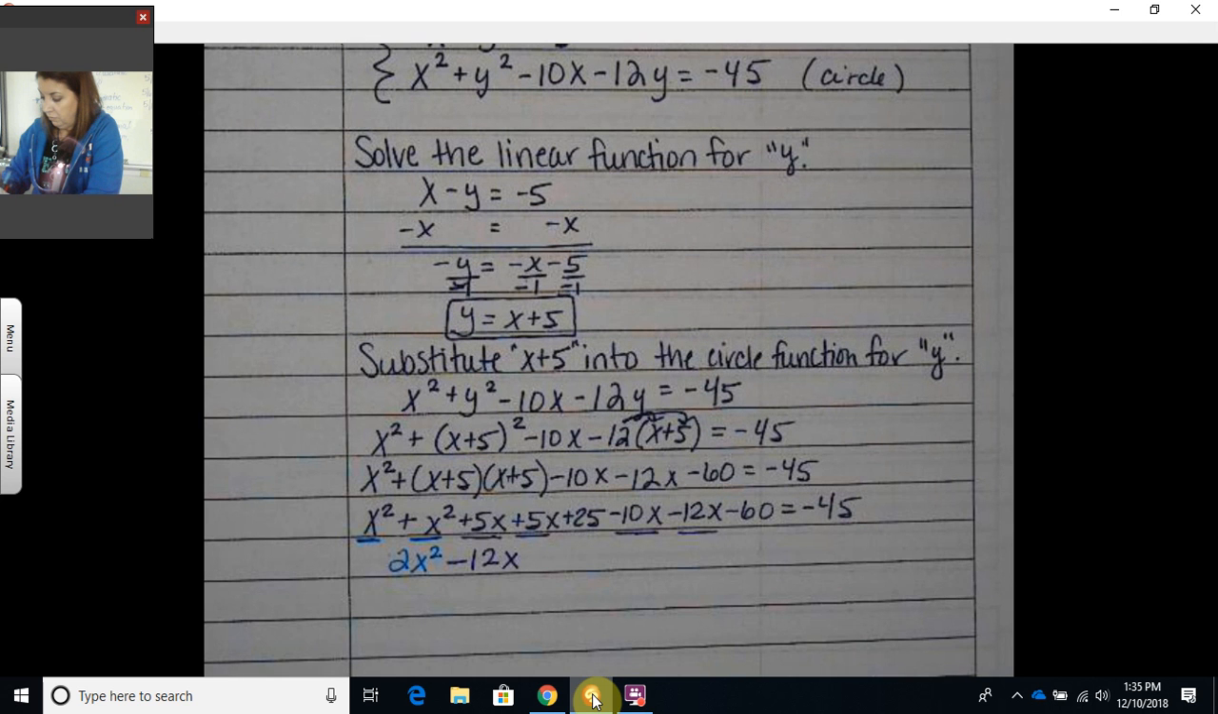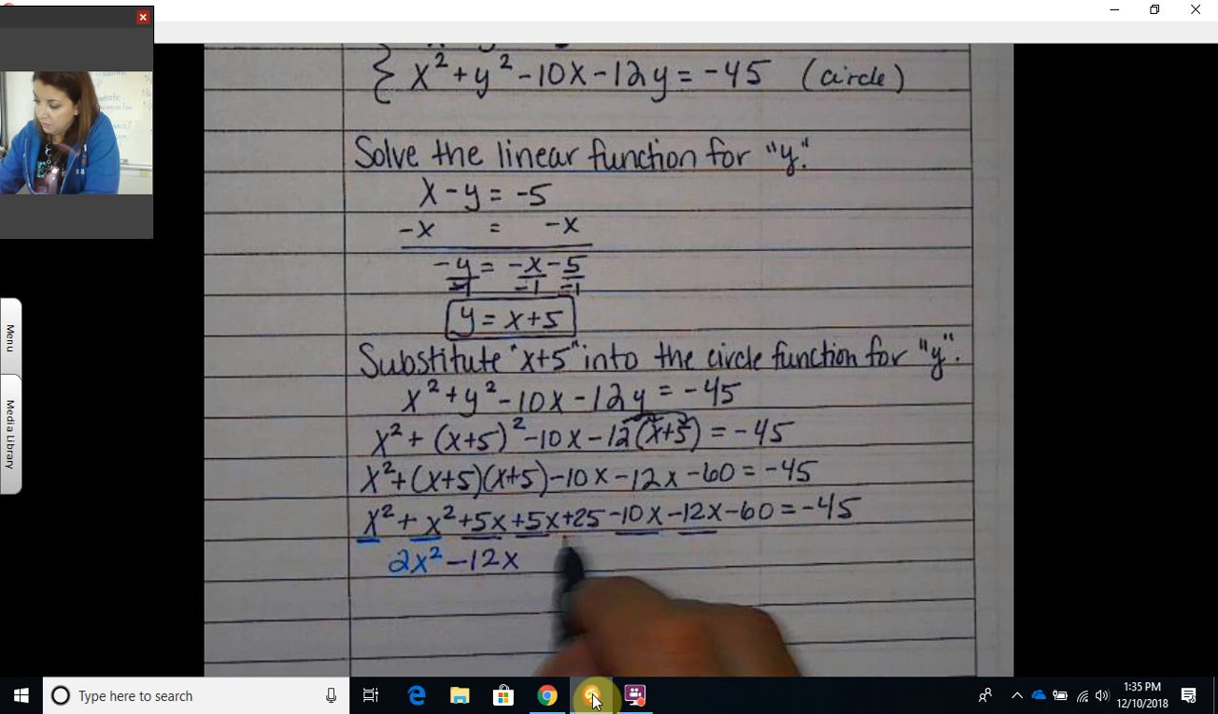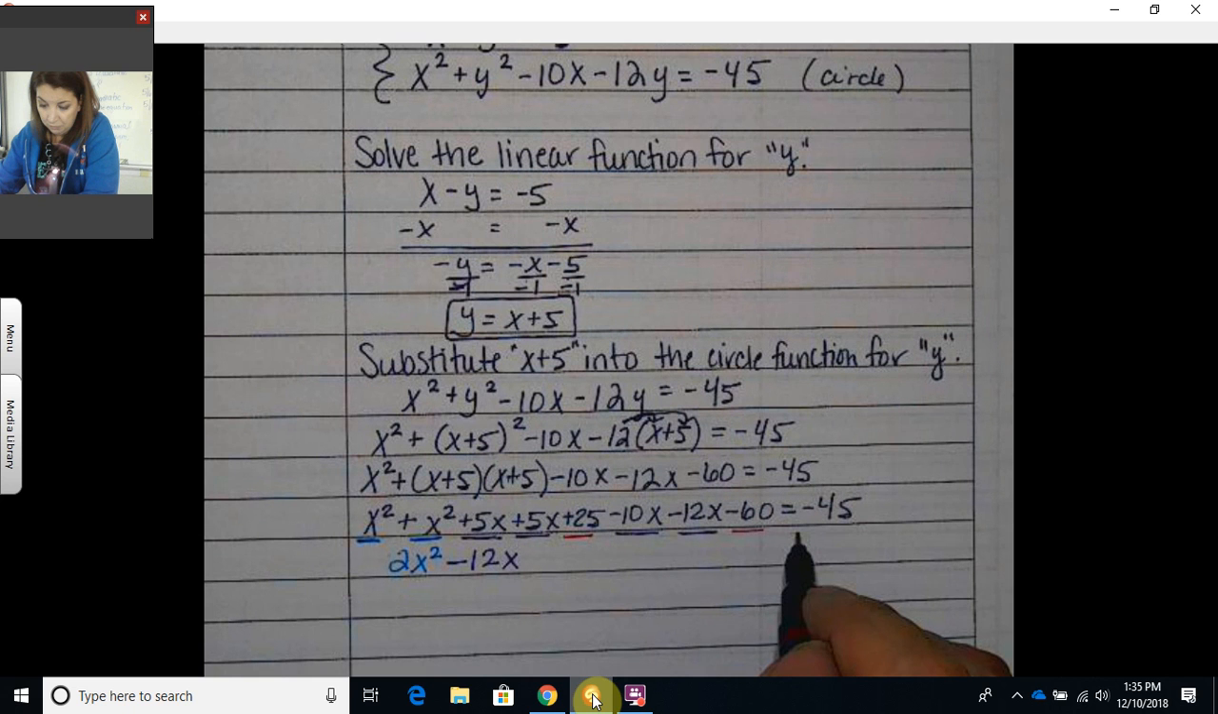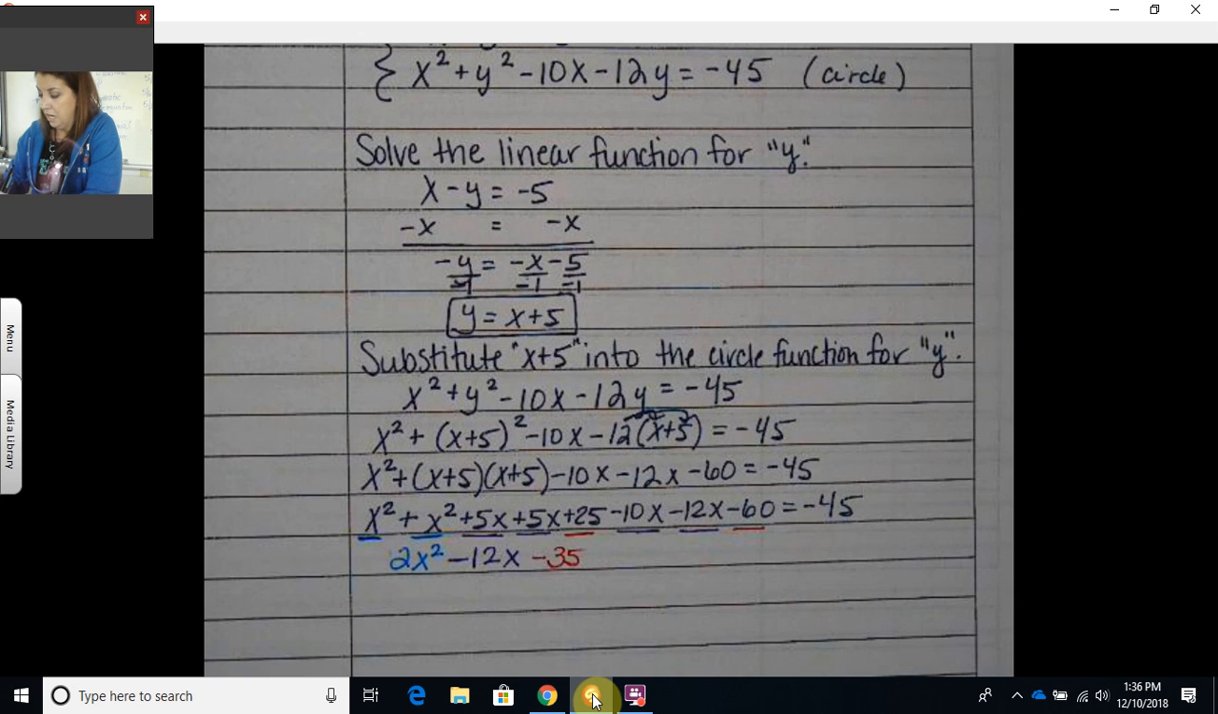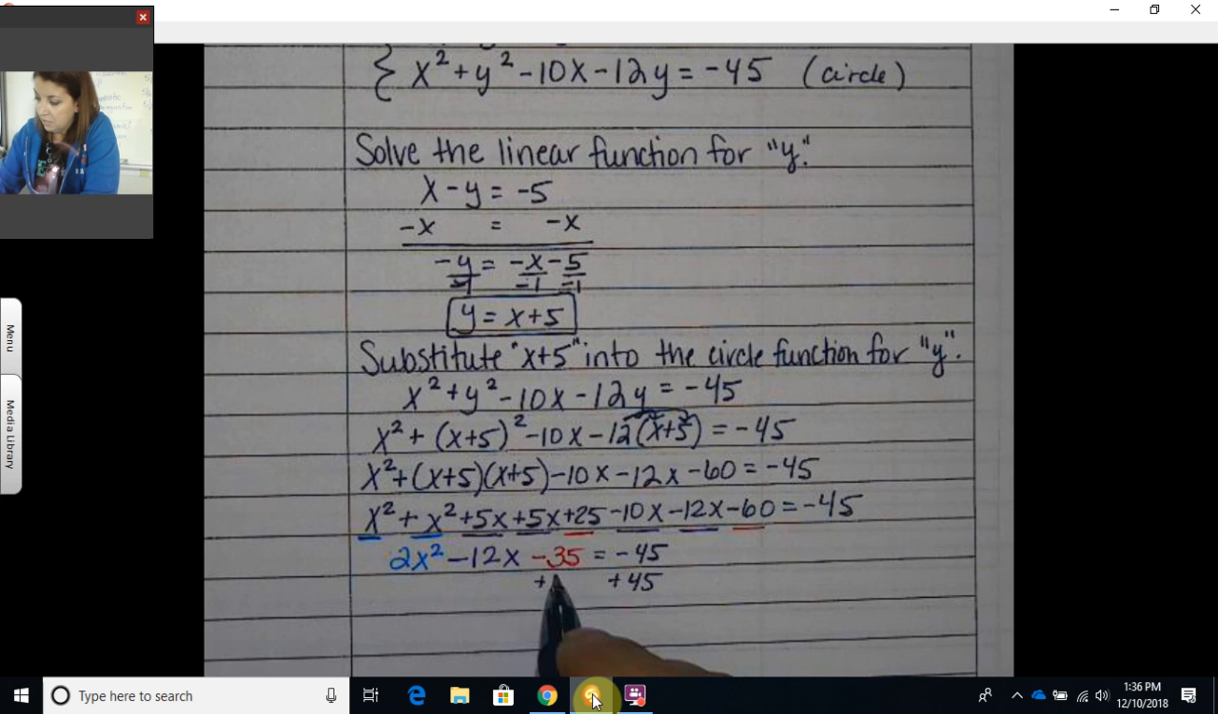Okie dokie. Let's do our constants. Positive 25 and negative 60 is negative 35. I cannot combine that negative 45 right now because it's on the other side of the equation. So if I want to combine it, I got to add it to both sides to bring it over. So that gives me 2x squared minus 12x plus 10 equals 0.